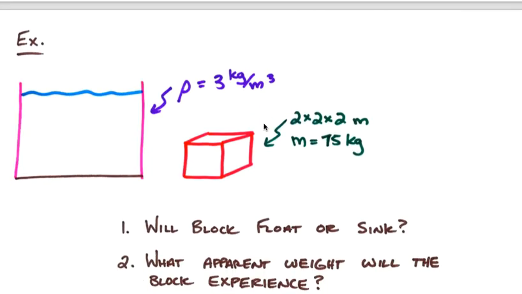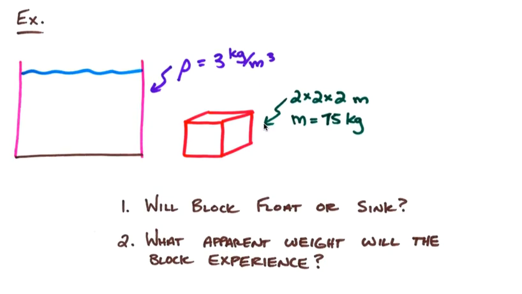Just to show you another example, this is another more common example. You are given an unknown fluid, but you are given that the density is 3 kilograms per meter cubed, and you're given that the dimensions of a block outside of the fluid are 2 by 2 by 2 meters, and it has a mass of 75 kilograms. So will the block float or sink? That's generally the question you will be asked.